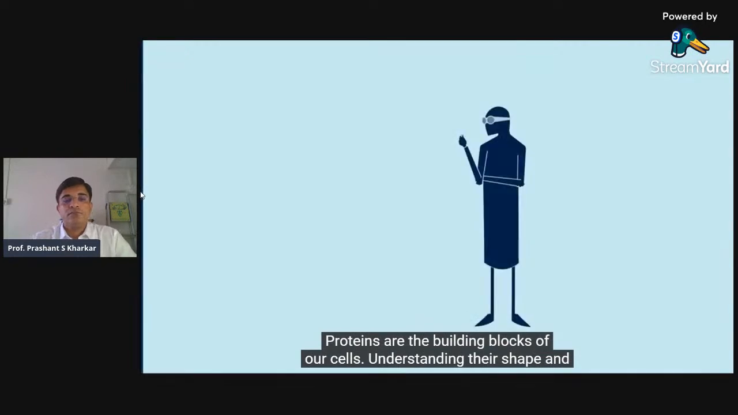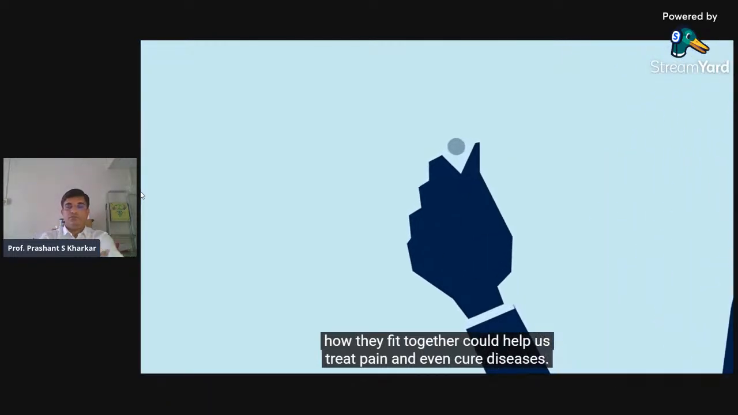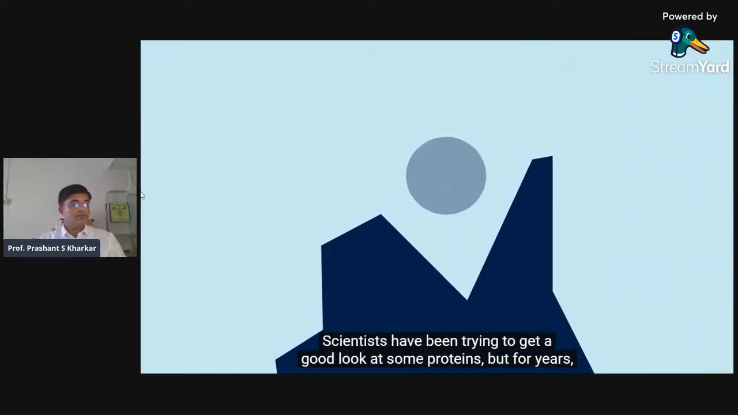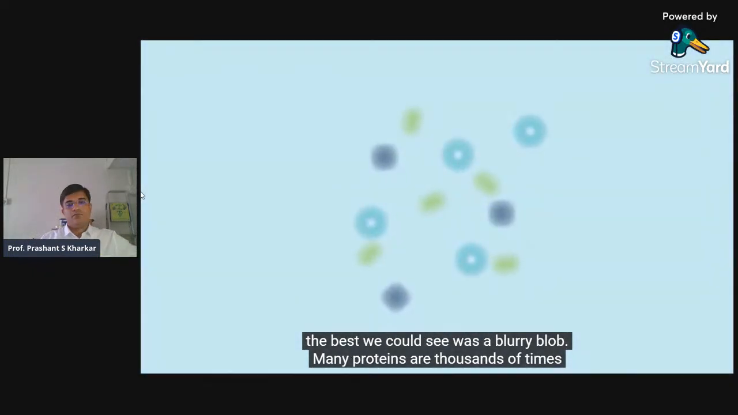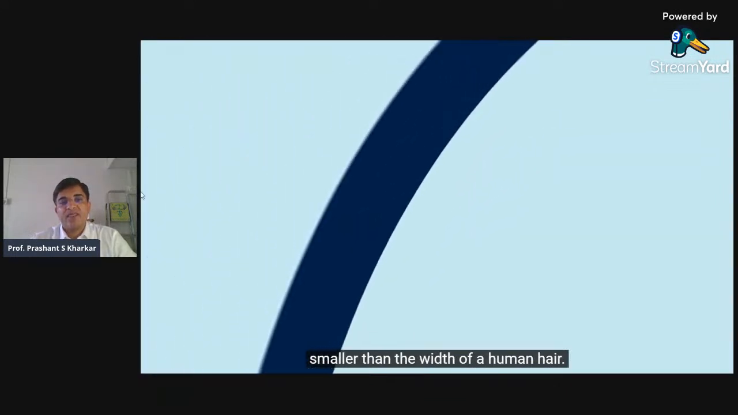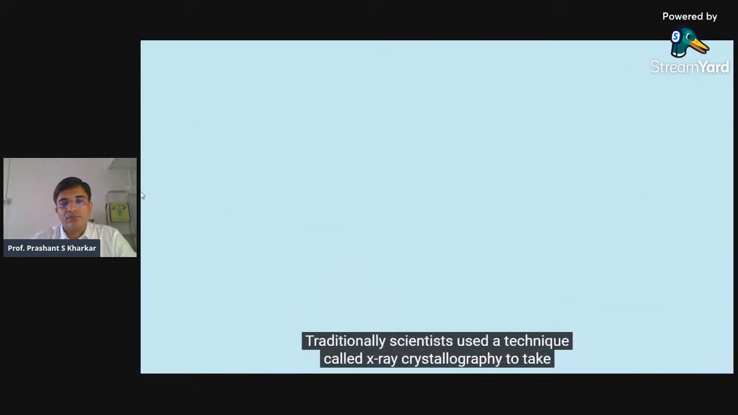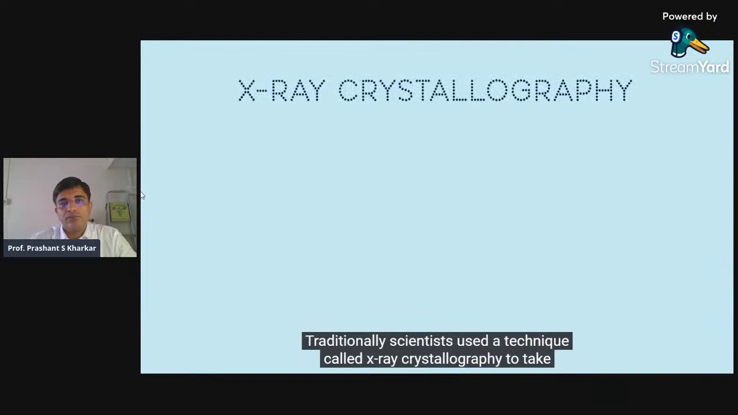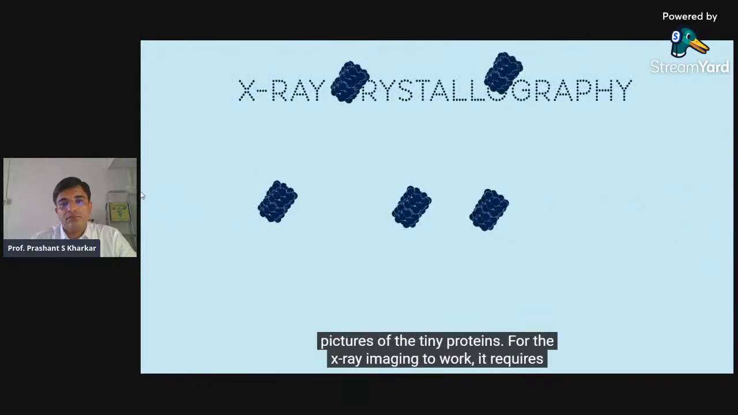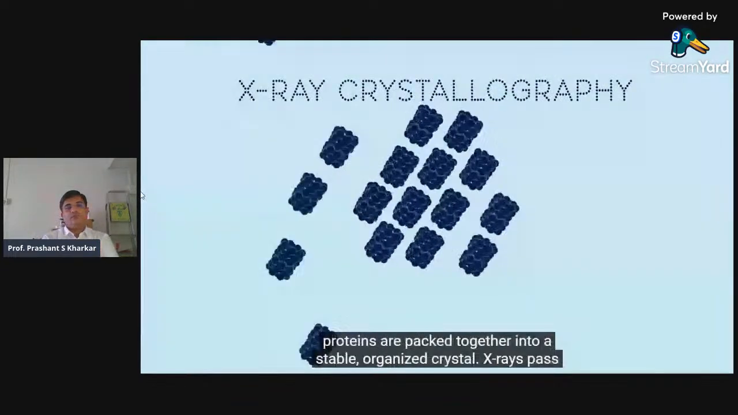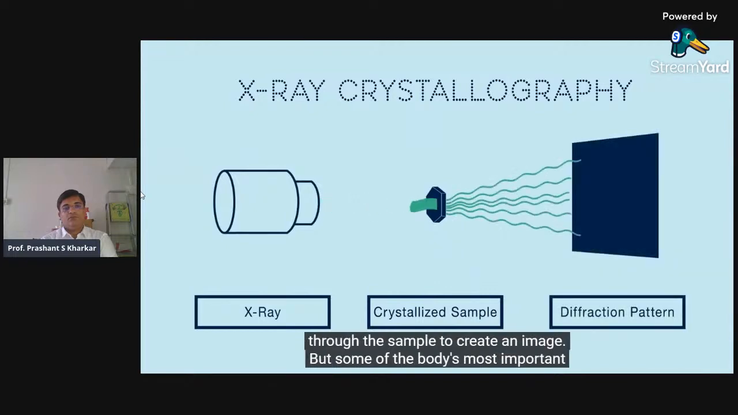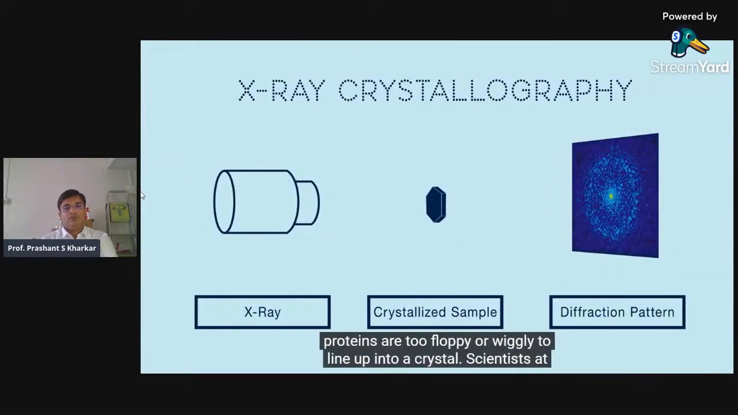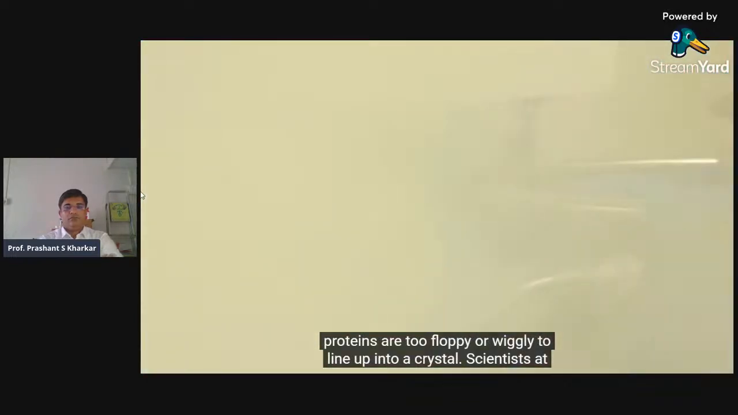Proteins are the building blocks of our cells. Understanding their shape and how they fit together could help us treat pain and even cure diseases. Scientists have been trying to get a good look at some proteins, but for years, the best we could see was a blurry blob. Many proteins are thousands of times smaller than the width of a human hair. Traditionally, scientists use a technique called X-ray crystallography to take pictures of the tiny proteins. For the X-ray imaging to work, it requires proteins to be packed together into a stable, organized crystal. X-rays pass through the sample to create an image, but some of the body's most important proteins are too floppy or wiggly to line up into a crystal.